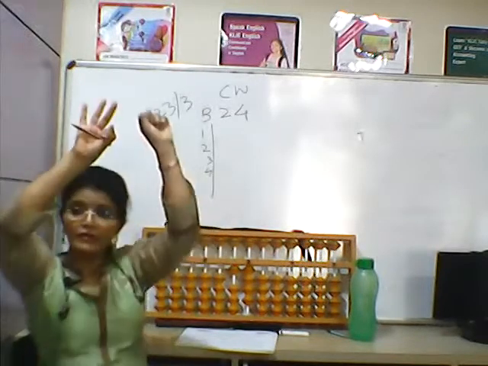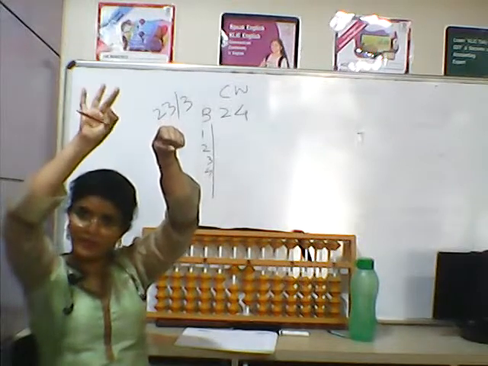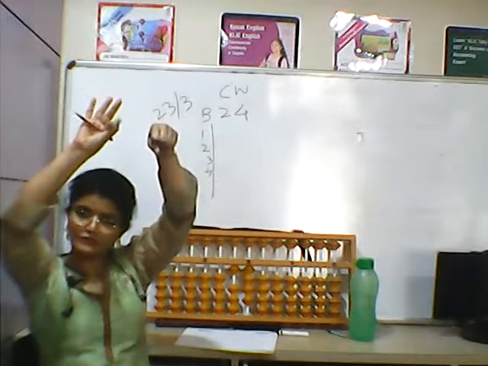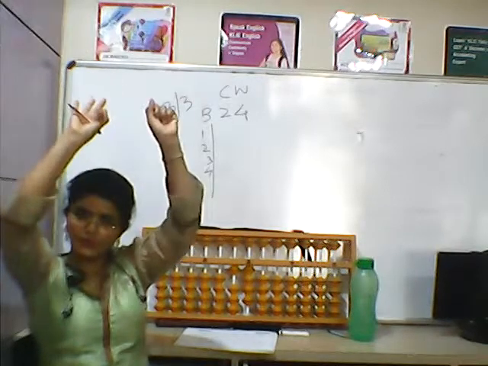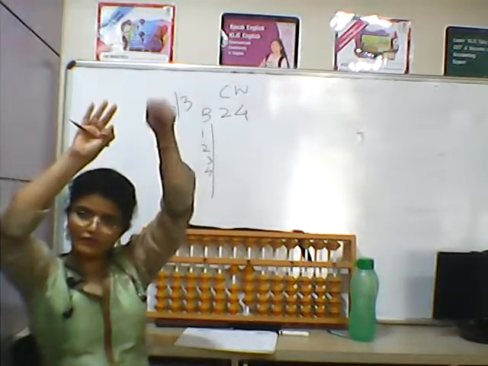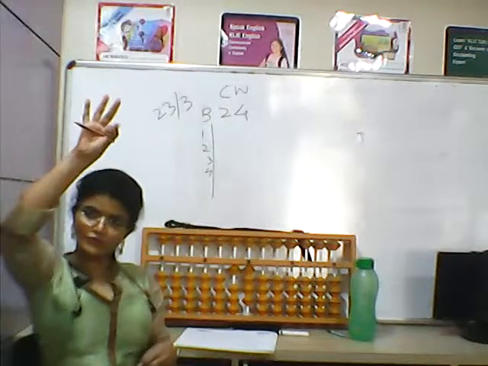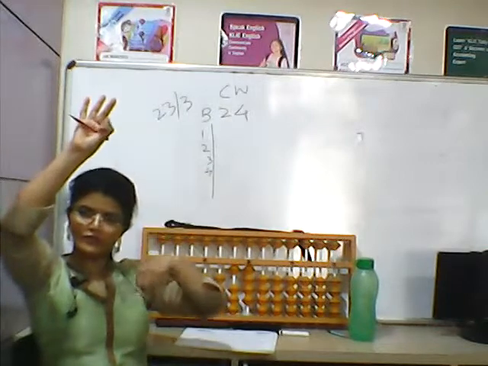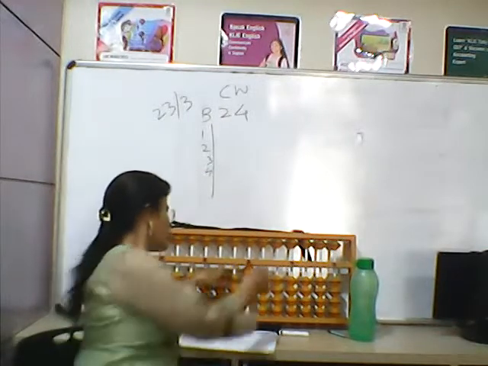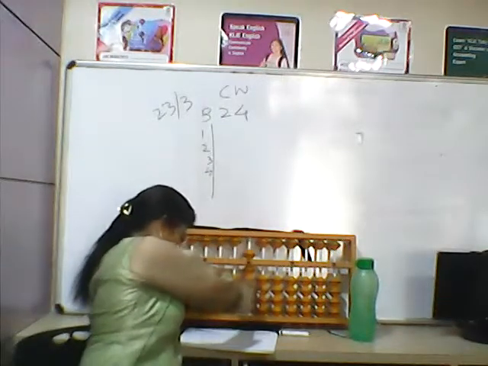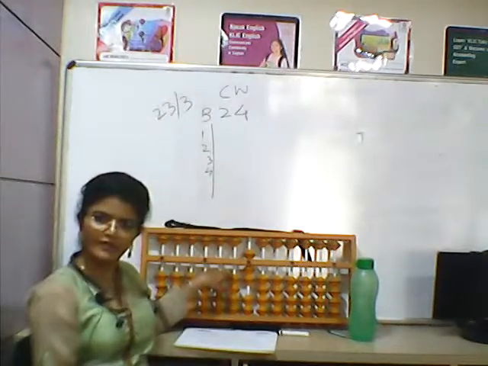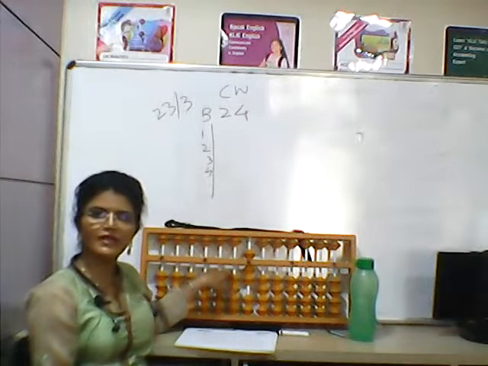Minus 10 plus 5 minus 2. 10 down, 5 down, 2 down. The answer is 7.